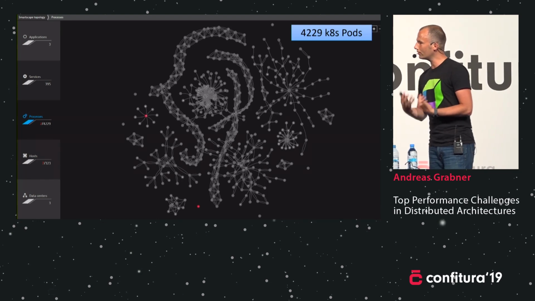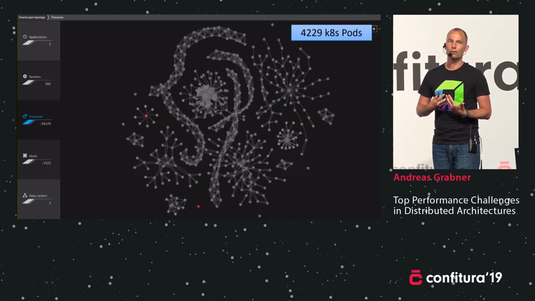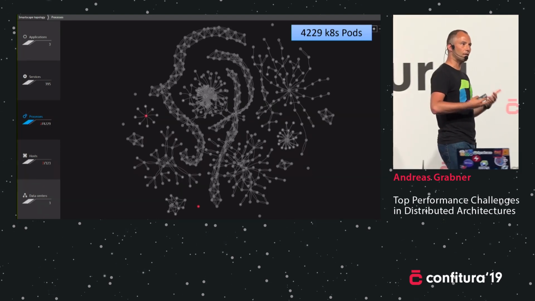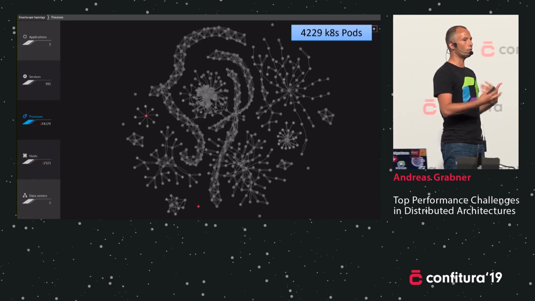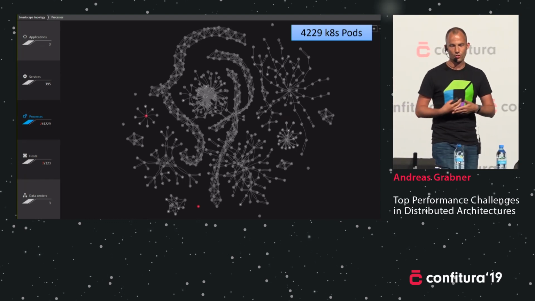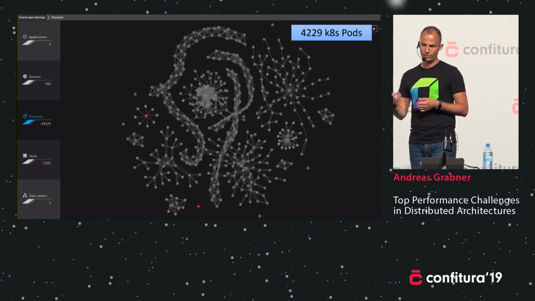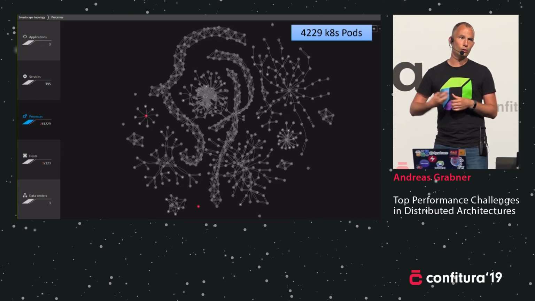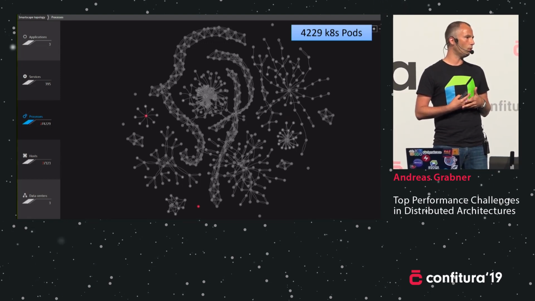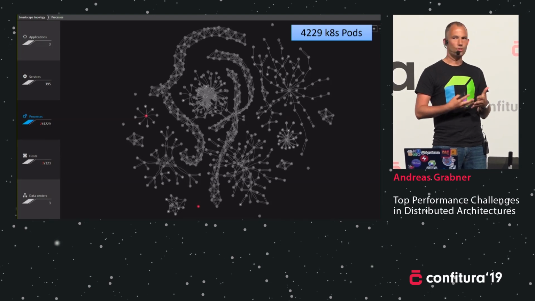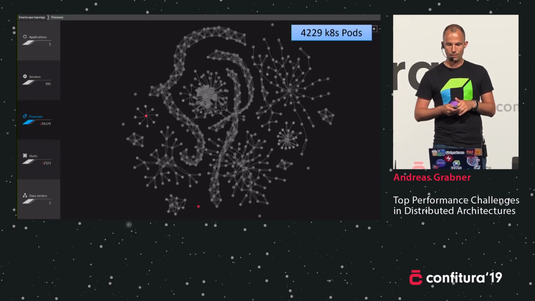And when we talk about distributed architectures, we need to take all of these dependencies and how things talk with each other into consideration. So that's one thing that I want to give to you: always be aware of all the different connections and dependencies between your services.